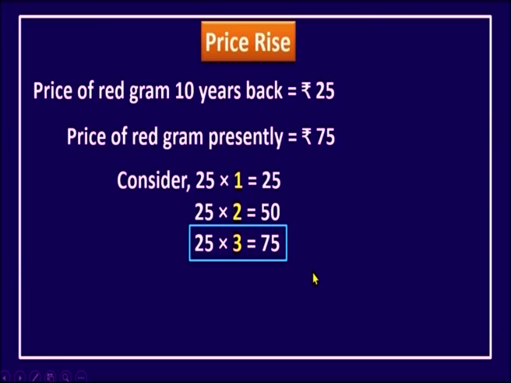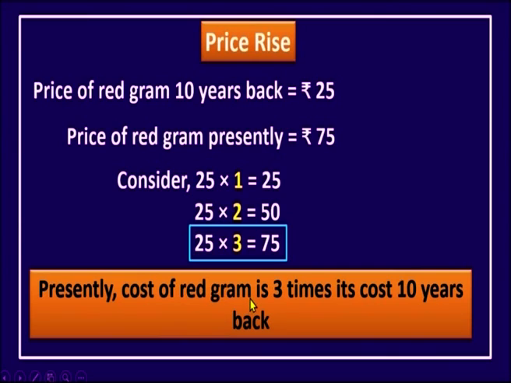Isn't it, children? That means when I multiply this 25 with 3, we are getting 75. Hence I can say the cost of red gram is 3 times its cost 10 years back. So 10 years back it is 25, now 75, means it has increased 3 times. I hope you understood how to calculate the increase in price of the commodities, children.